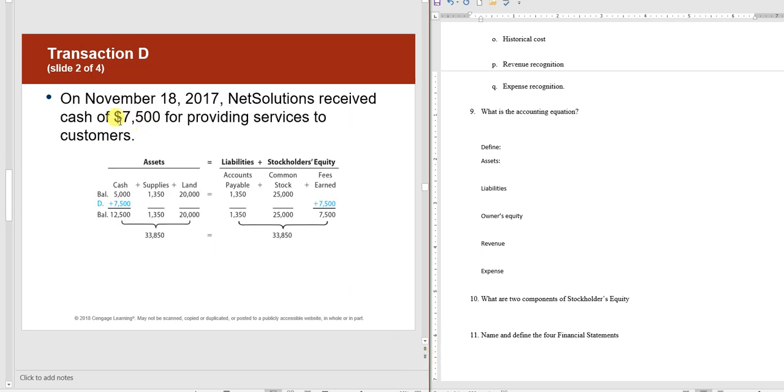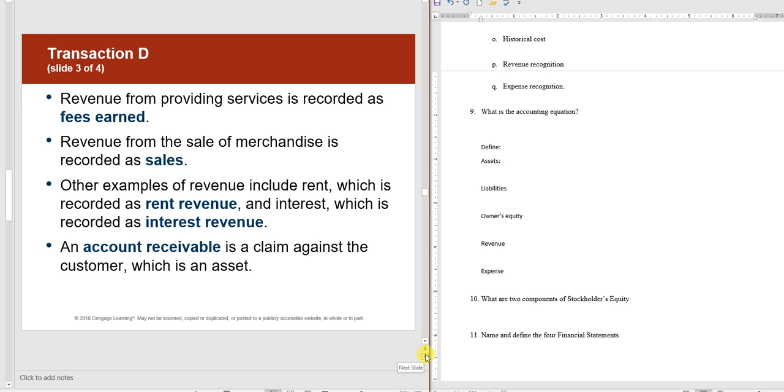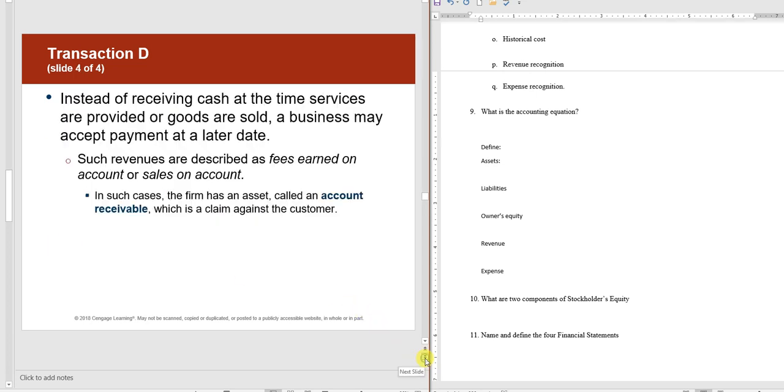So they received cash of $7,500 for providing services. So what did I get? The business got cash, and cash is an asset. And how did I get it? I got it by earning a revenue. And so fees earned is my revenue, and that's part of stockholders' equity. Some revenues are sales, rent revenue, interest revenue. An account receivable is an asset. We'll do some transactions together.